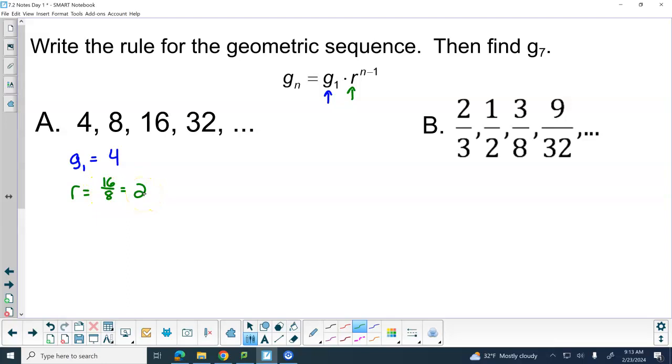Does that have enough information now? Is that all we need? Yeah. So my G sub n is going to be my first term, 4, times, now I would also strongly recommend that you put your R in a set of parentheses. Okay? And then that exponent is always going to be n minus 1. Now, classic mathematical mistake. What do you think most people, where they make a mistake, what do you think they do first if they're trying to find the 7th term?